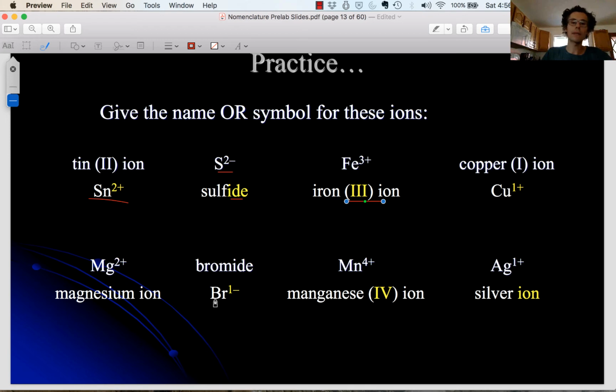Bromide you write as Br-. Manganese 4+ becomes the manganese 4 ion. Manganese is one of those that can have multiple charges. And then the silver ion, Ag1+, is just silver ion, because silver again can only have that one charge.